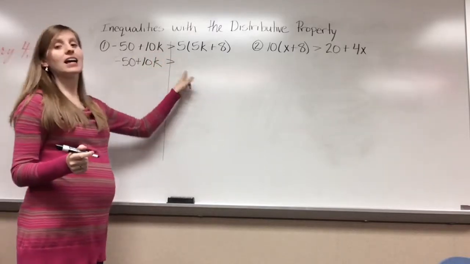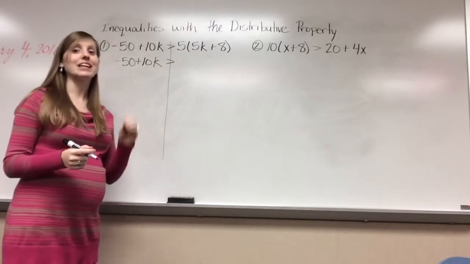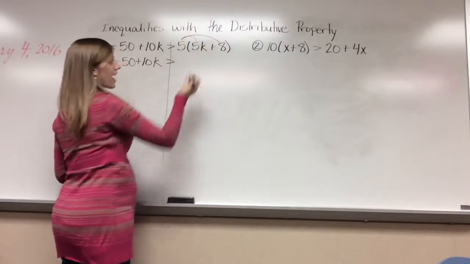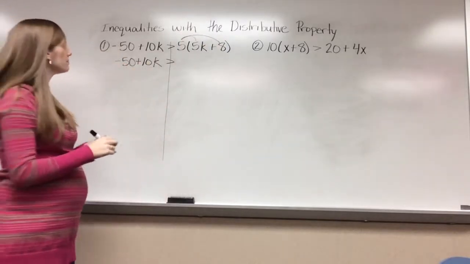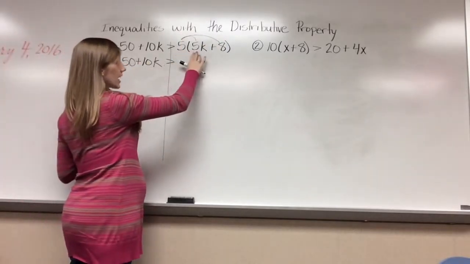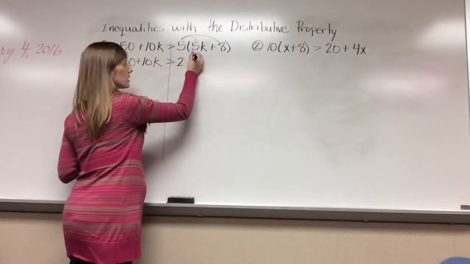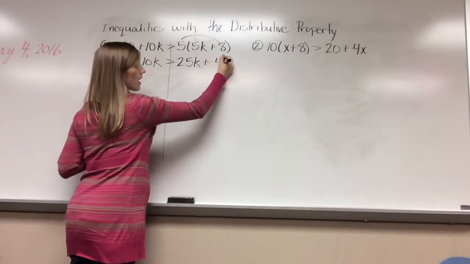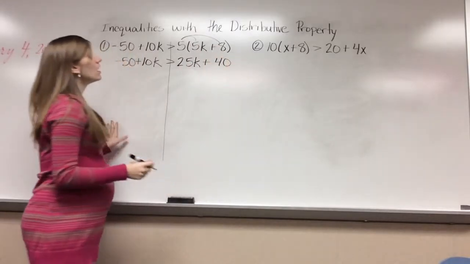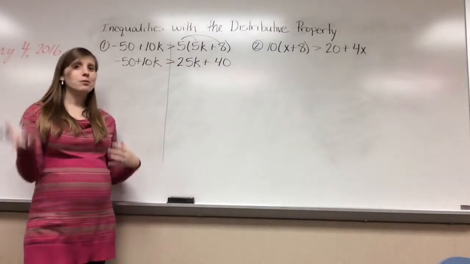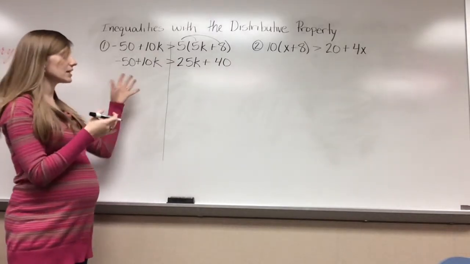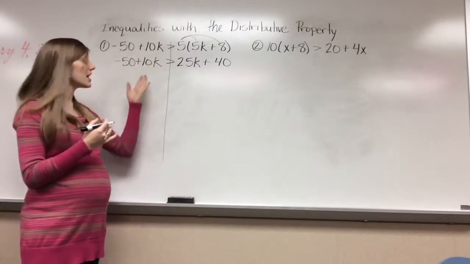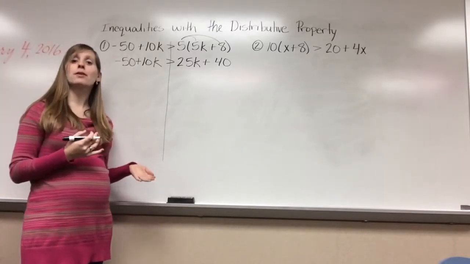On the right-hand side, I'm going to use the distributive property to get rid of those parentheses. So I'm going to multiply by the 5 that's outside of the parentheses. So I have 5 times 5k gives me 25k, and 5 times 8 gives me a positive 40. Now that the parentheses are gone, we're back to an inequality that has variables on both sides. So that first step is the only part that's different. After that, the steps are the same as what we've learned before.